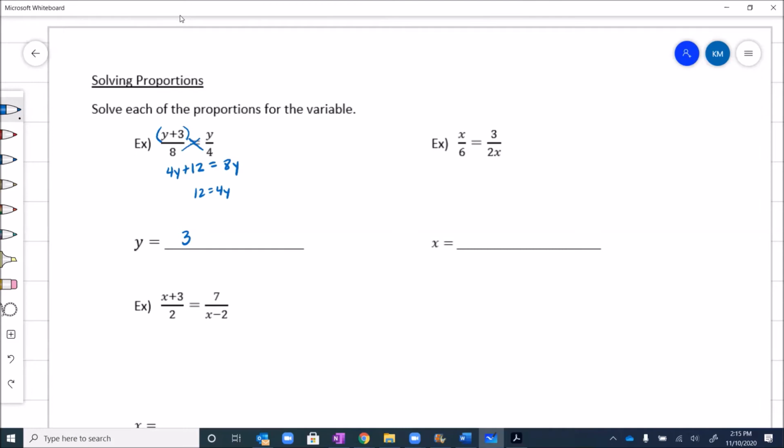Okay, trying the same thing with this next problem. X times 2x equals 3 times 6.